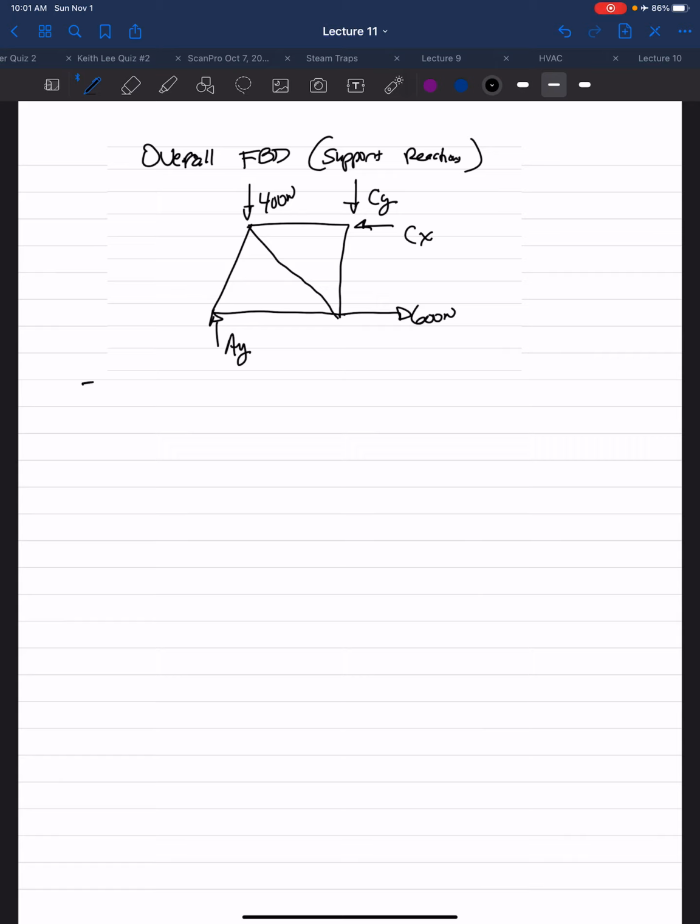So if we take the forces in the x direction, then we have the 600 Newton force, which is in the positive x direction, minus Cx equals 0. Cx equals 600 newtons. If we take the sum of the moments about point C, we can eliminate Cx and Cy because they cause no rotation about point C as they go through point C.